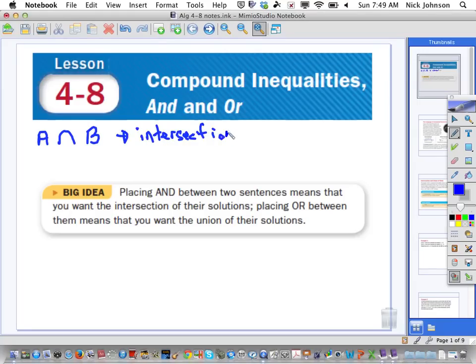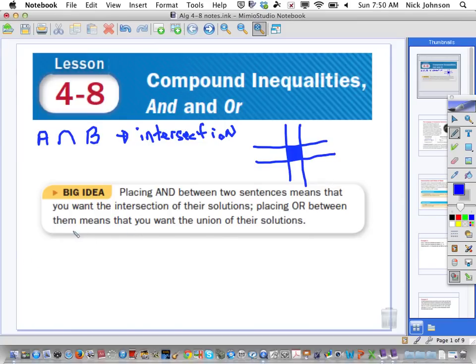And what you can think of intersections as is two roads or two streets intersecting each other, and what they have in common is this little section of pavement. So that's what happens when you have an intersection. There's only a certain part of it that is together.